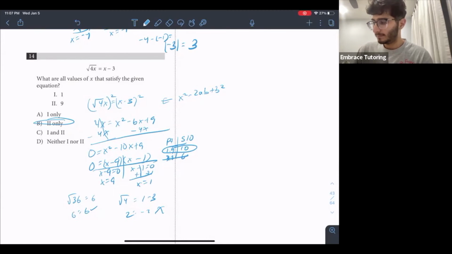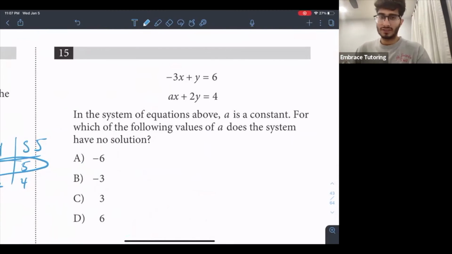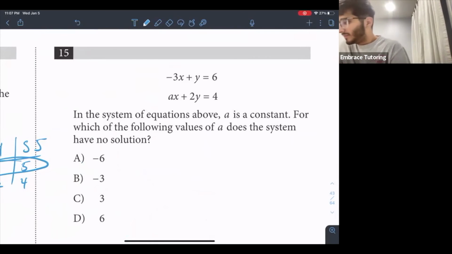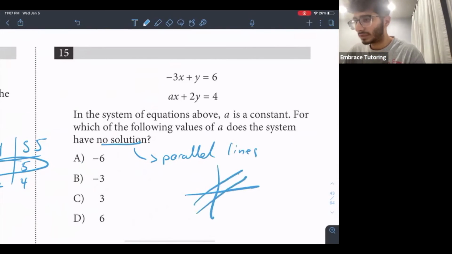For question 14, last question. This is the hardest question in the multiple choice section because it increases in difficulty. So in the system of equations above, a is a constant. For which of the following values of a does the system have no solution? So when they ask for no solution type problems, you have to realize that they're looking for parallel lines, because then they will never cross.